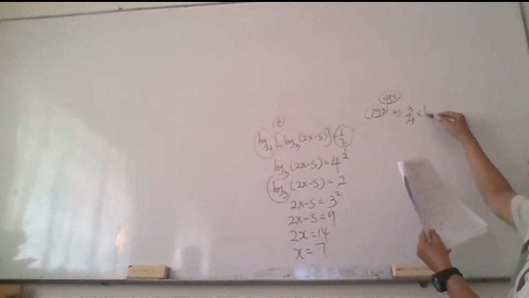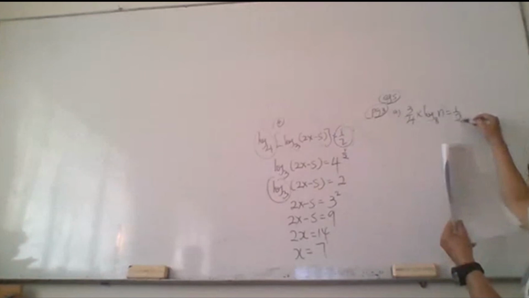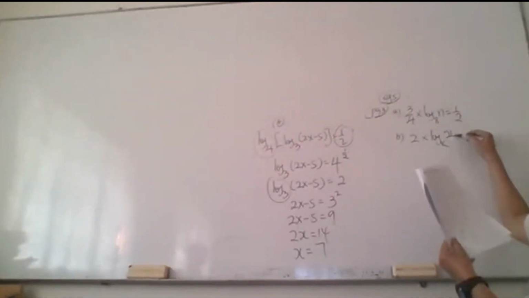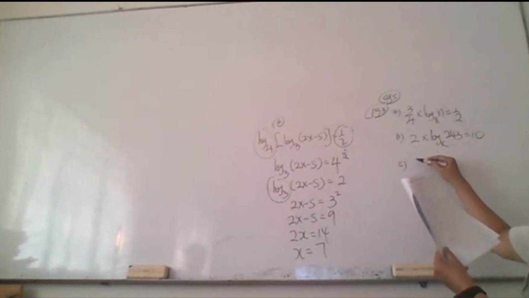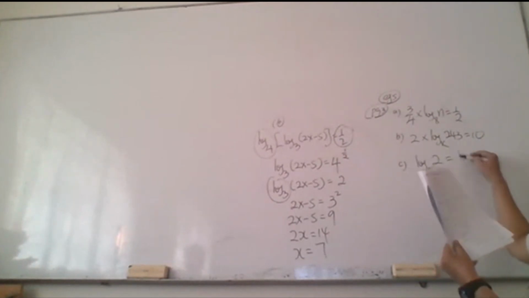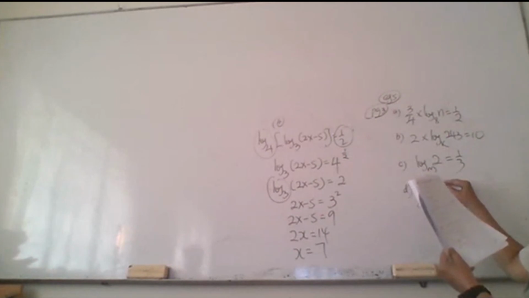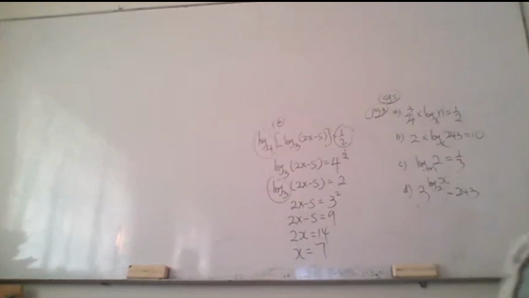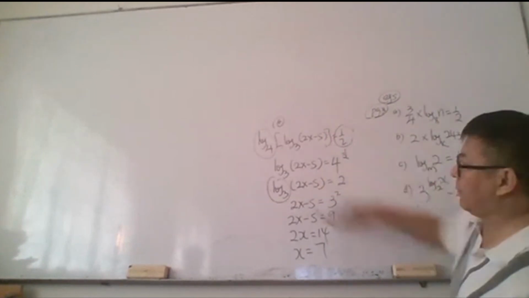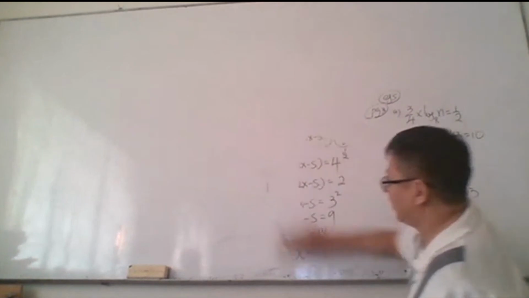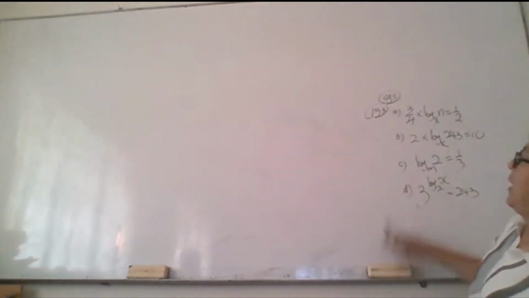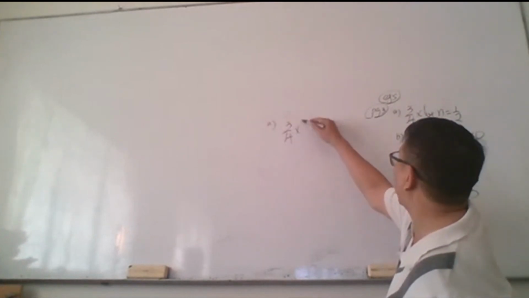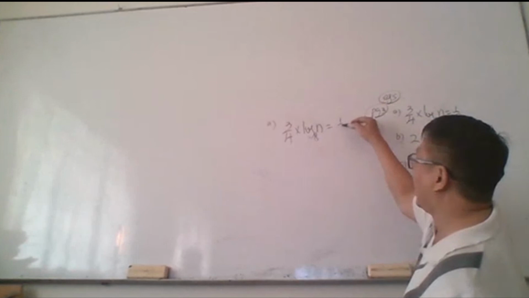3 over 4 times log 8 of n equals 1 over 2. I will just write down the questions on the board one by one so that everybody can look at the whiteboard, and I will show you how to solve these 4 questions. Now this is my 5a: 3 over 4 times log 8 of n equals 1 over 2.